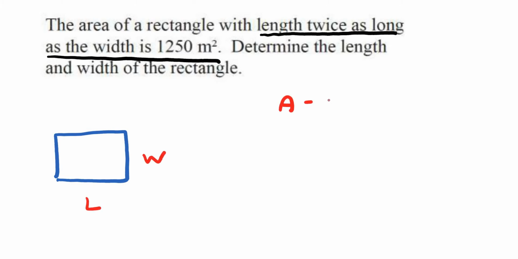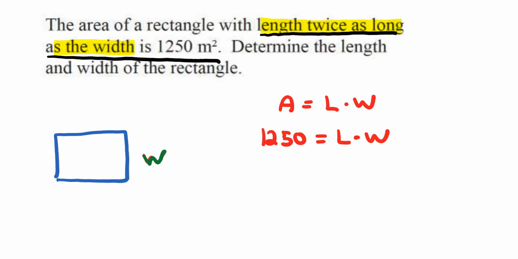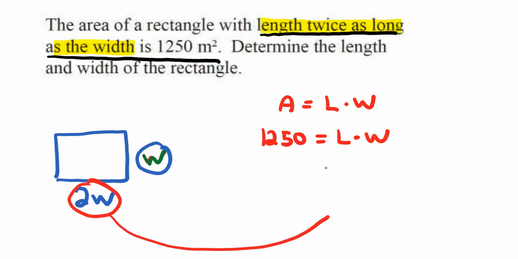So I know that the area is equal to length times width. And the area in this case is going to be 1,250, which is length times width. All right, so the length is twice as long as the width. So if the width is just w, the length is going to be twice as long as that. So instead of writing L, I can write 2w, right? The length is twice as long as the width. So let's go ahead and change length to 2w now. So 2w, and then I'll leave this as just a single w there.